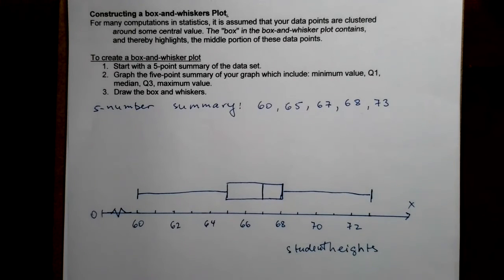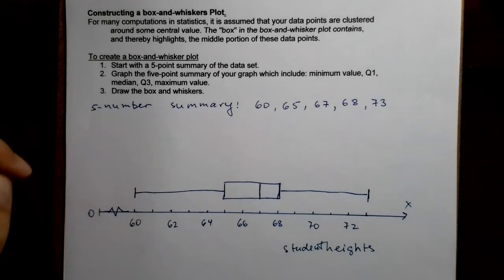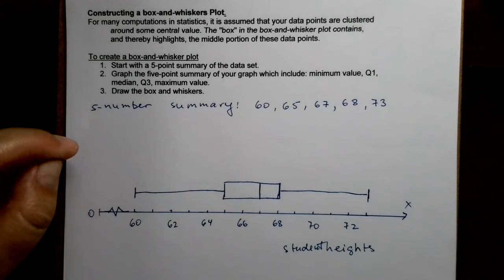So what this gives you is that 50% of your data is located right here between the values 65 and 68. This is the middle 50%, okay? And for the rest, we have 25% here and 25% here, and so this shows you the spread of your data.